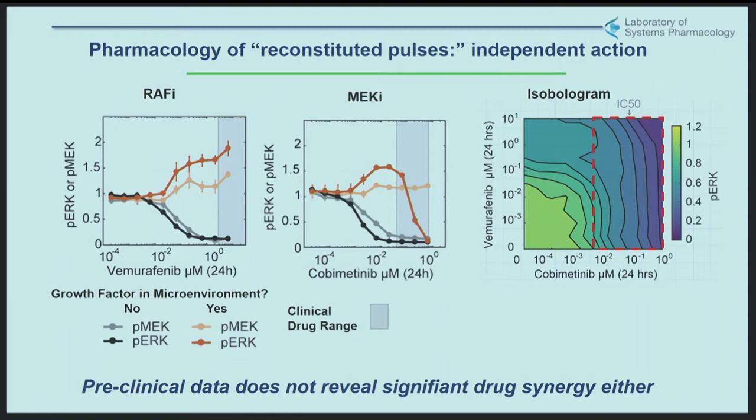And you can now look at how these two drugs interact through what's called isobologram analysis. So this is essentially the Loewe interaction hypothesis. And what we see is at very low dose, these drugs are additive, not synergistic. But critically, as you get into the clinical dose, they actually act as independent agents. So there's much more to tell of this story.